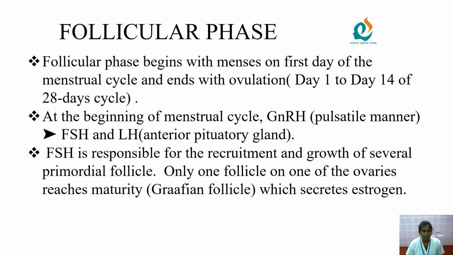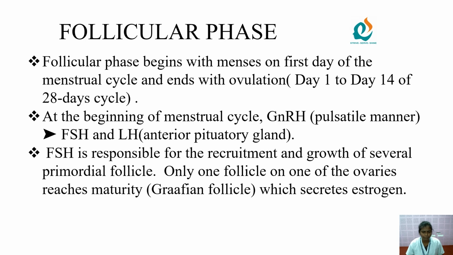Follicular phase. The follicular phase begins with menses on the first day of the menstrual cycle and ends with ovulation, day 1 to day 14 of the 28-day cycle. At the beginning of the cycle, GnRH, gonadotrophin-releasing hormone, is released from the hypothalamus, and FSH and luteinizing hormone are released from the anterior pituitary gland.